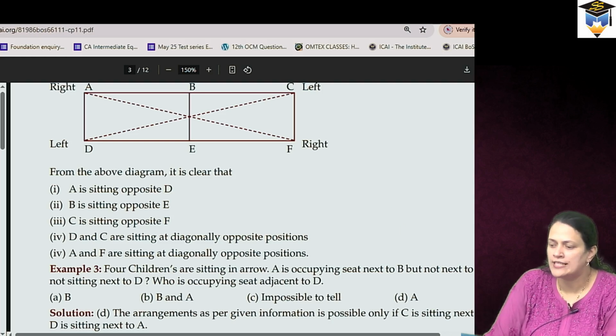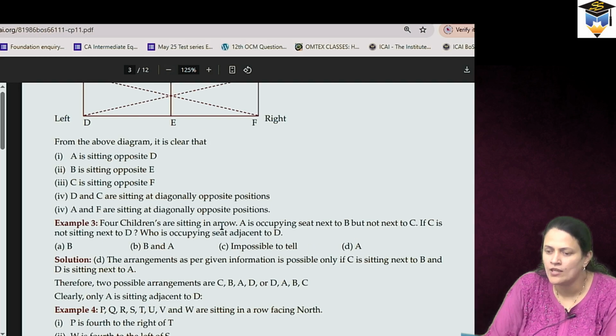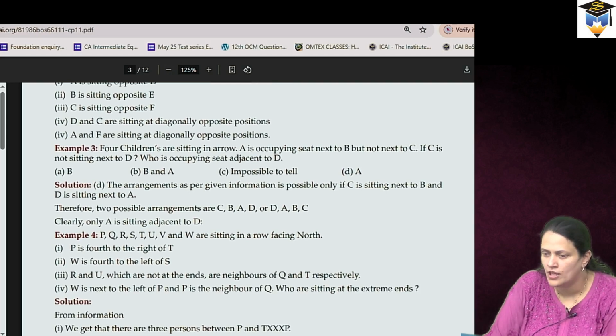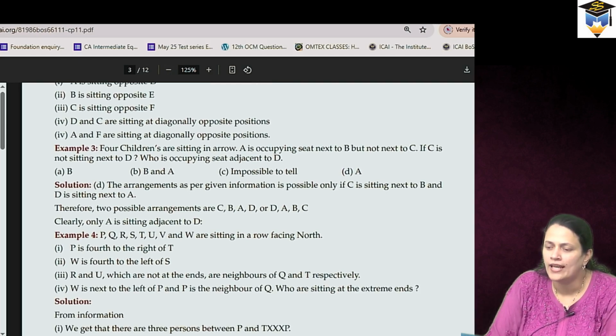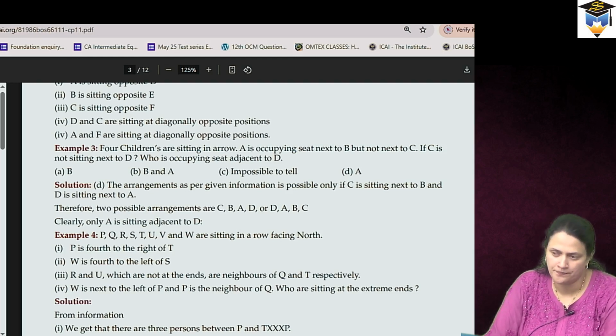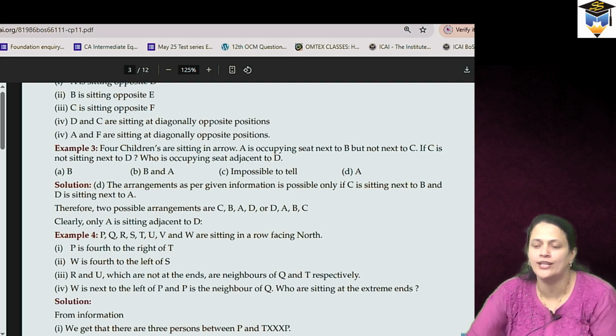Now if we consider this particular example, which you can see over here, example number 3, 4 children are sitting in a row. A is occupying seat next to B but not next to C. Okay, this type of question will be asked. So if C is not sitting next to D, who is occupying the seat adjacent to D?